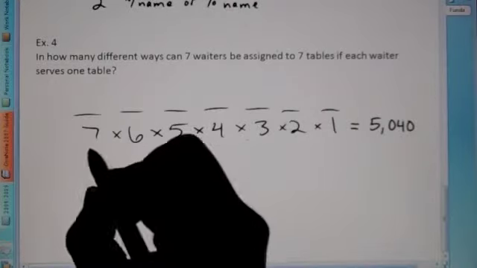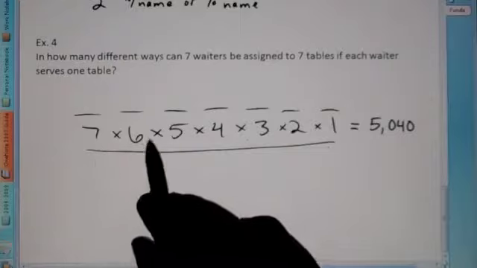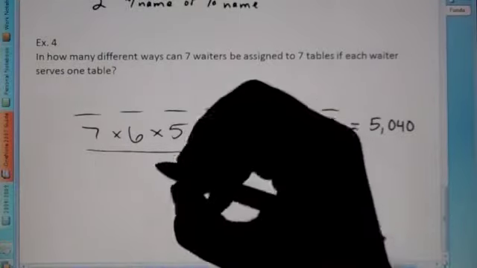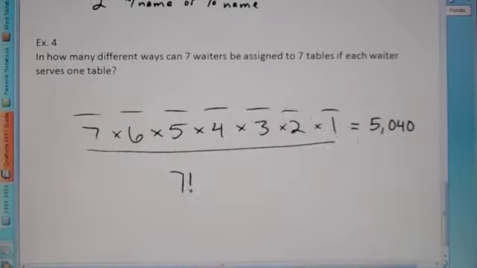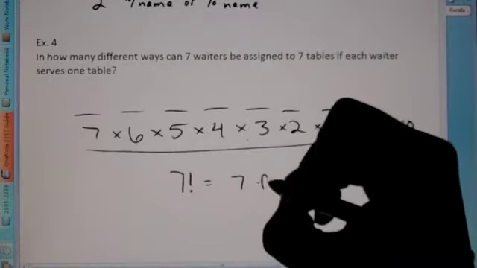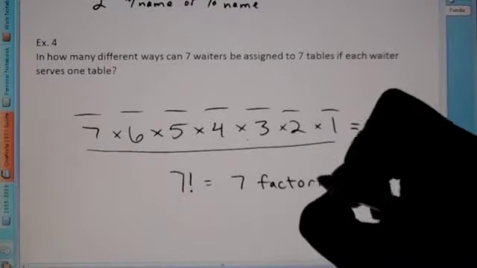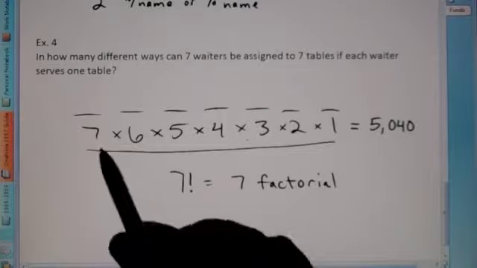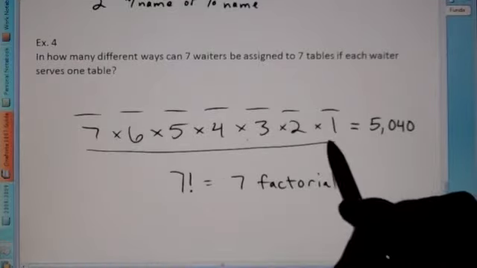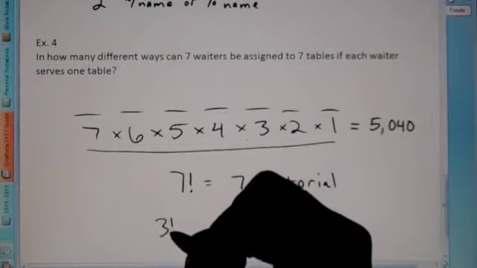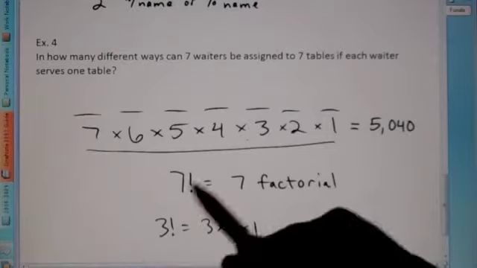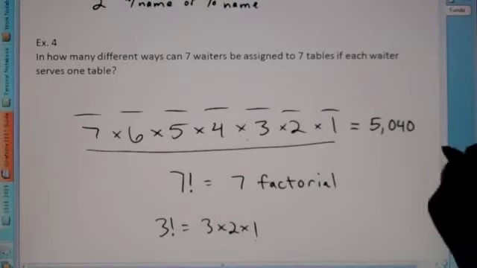Now this format, where it's 7, 6, 5, 4, 3, 2, 1 all being multiplied, can be written another way: 7 with an exclamation point. The way we say that is 7 factorial. Factorial means you start with a number and you multiply by every integer decreasing all the way to 1. So 3 factorial is equal to 3 times 2 times 1. 4 factorial is 4 times 3 times 2 times 1, and so on.